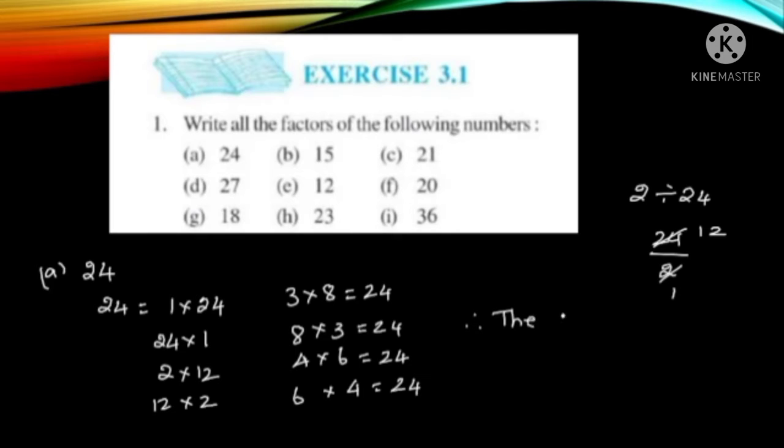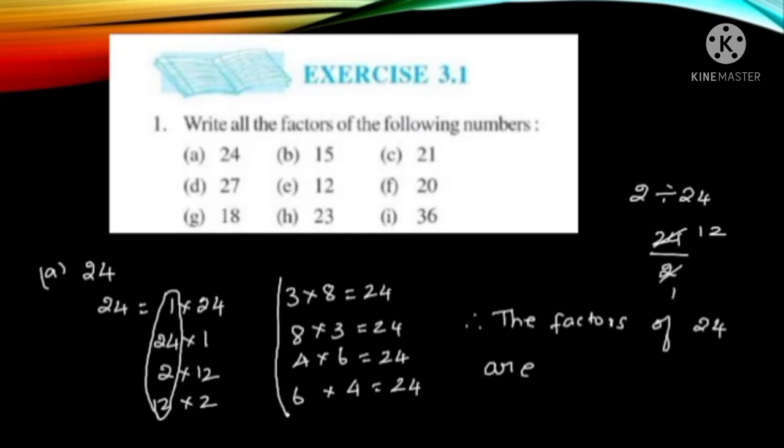Therefore, the factors of 24 are: just write down all the first entries. So what are the numbers? 1, 2, let us arrange in ascending order: 1, 2, 3, 4, 6, 8, then 12, 24. So these are the factors of 24.